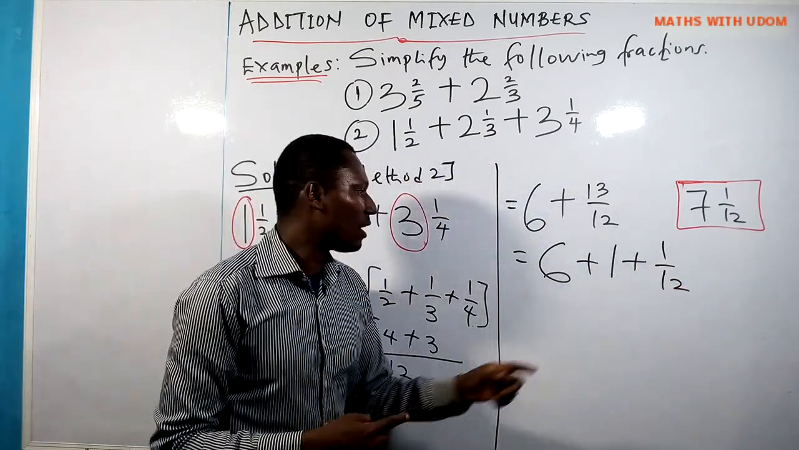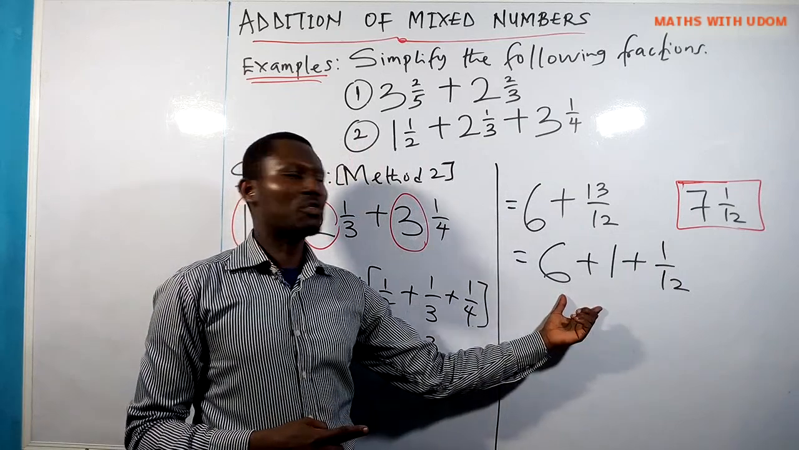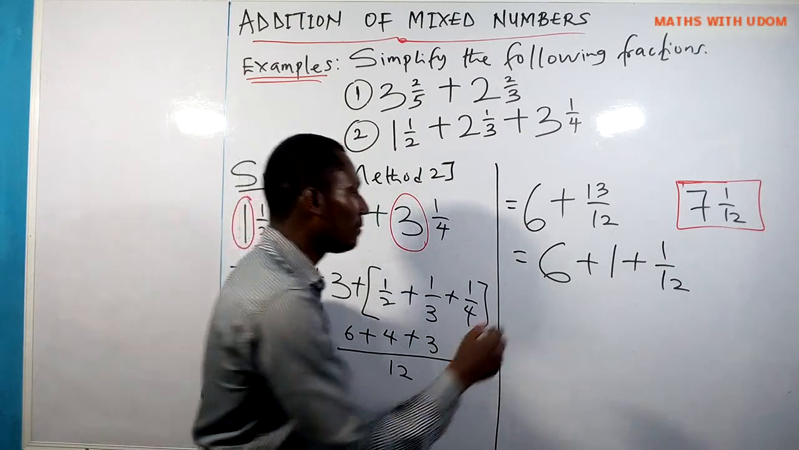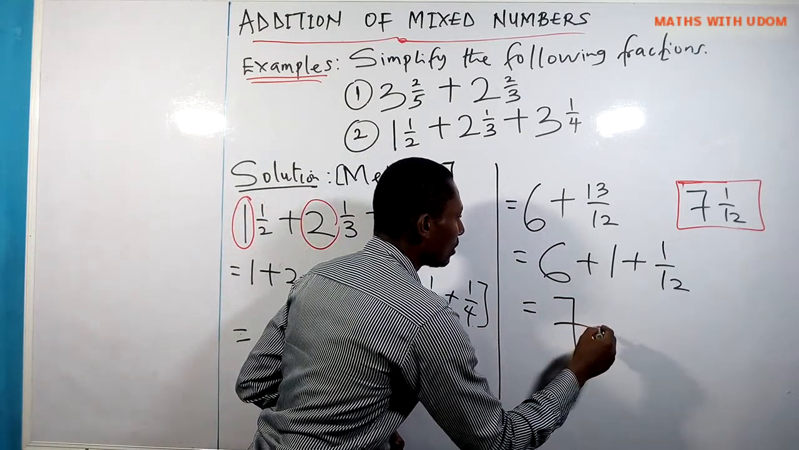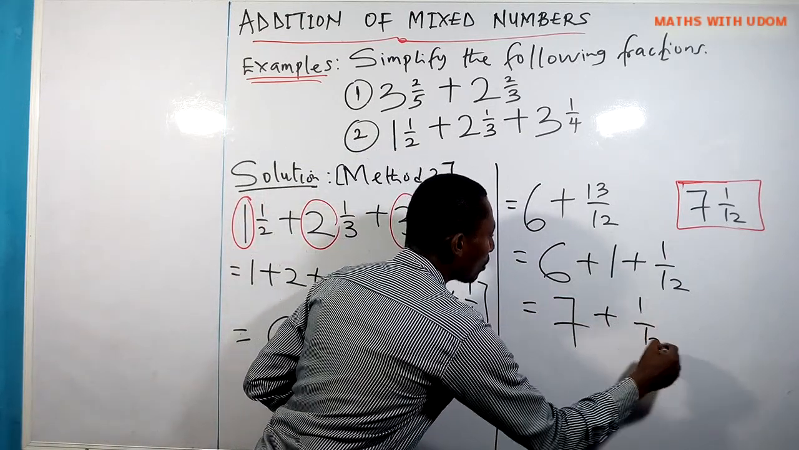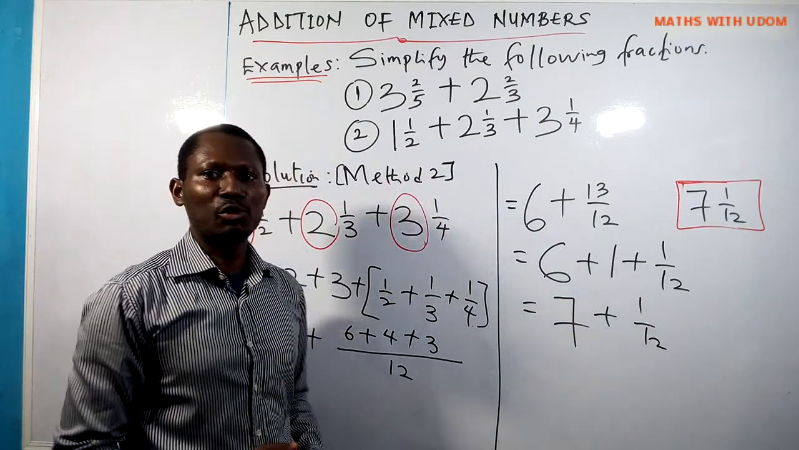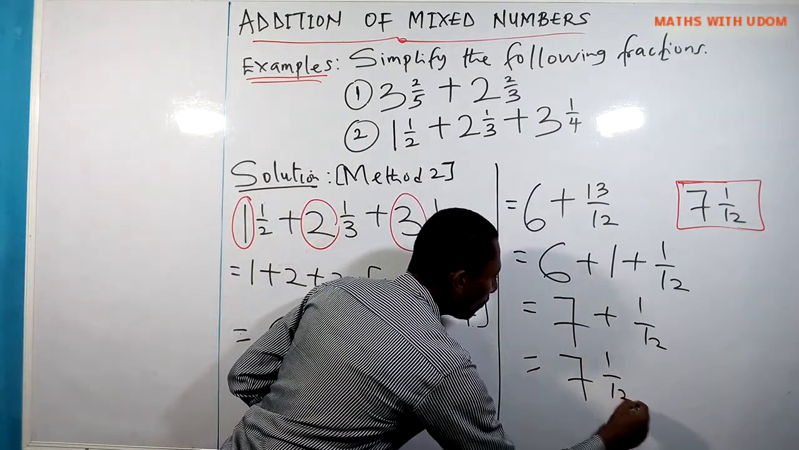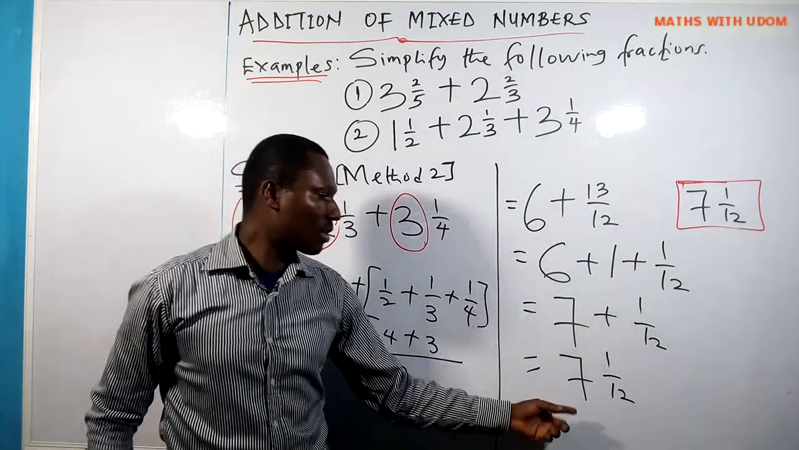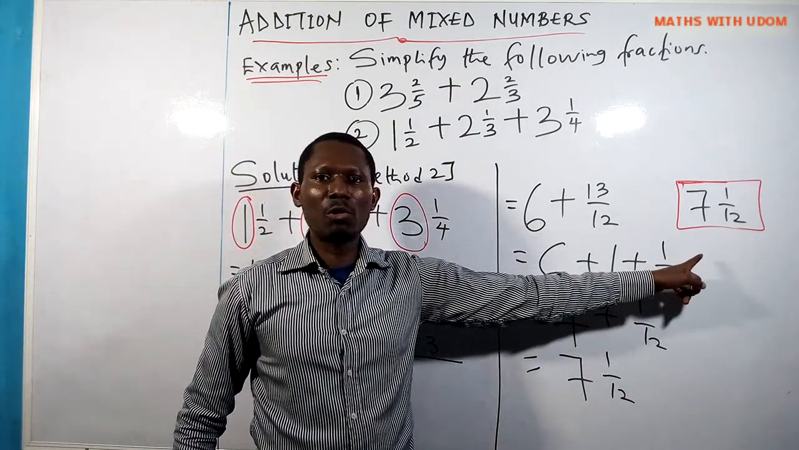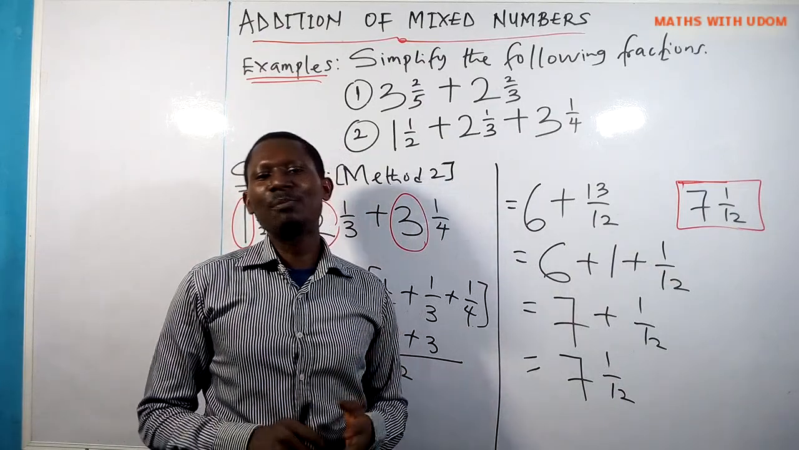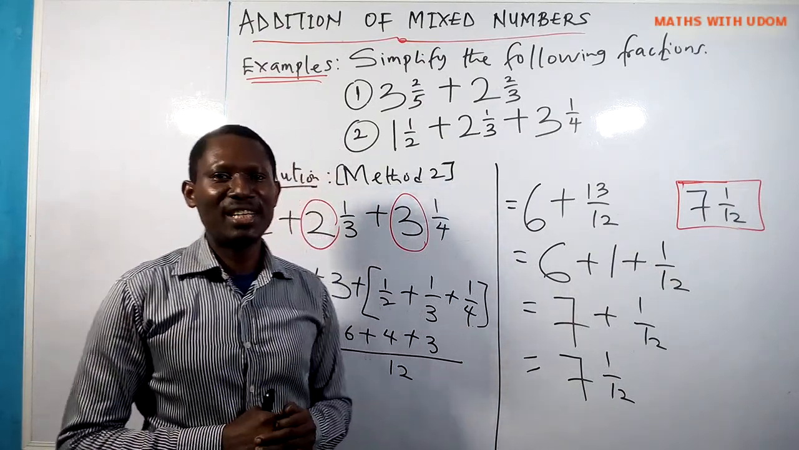Okay, so from here, we have 2 whole numbers. So we add them together. So 6 plus 1 will give us 7. 7 whole number plus 1 over 12. So finally, we combine the two together, and that will give us 7 whole number 1 over 12. As you can see, the result here is the same as what we got when we used our first method. So it's as simple as ABC. Is that okay? It's very simple.